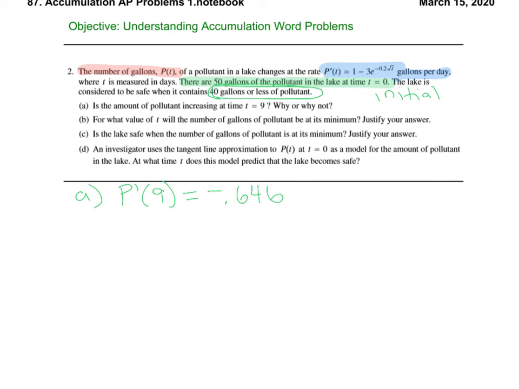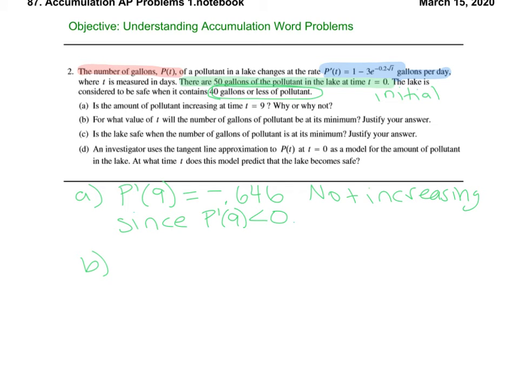It is not increasing, since P prime of 9 is less than 0. So it is actually decreasing at that point.